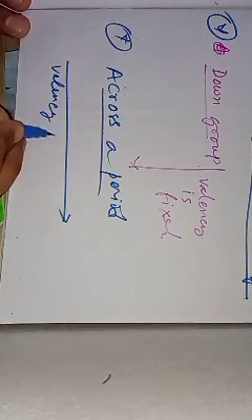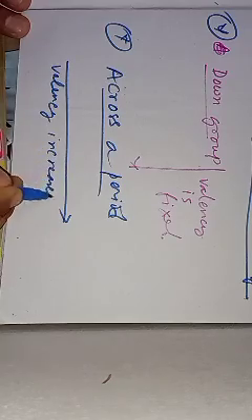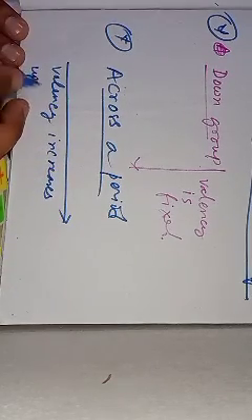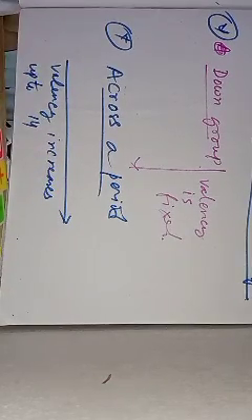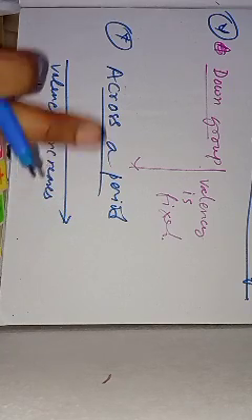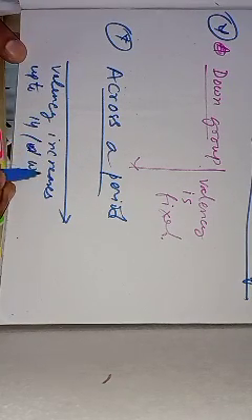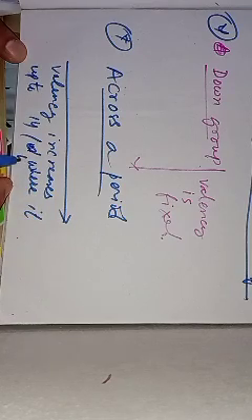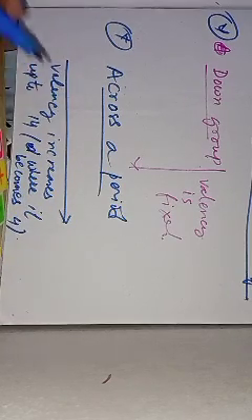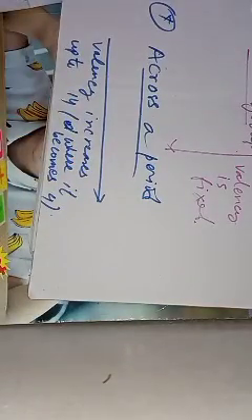Valency increases up to 14. Valency increases up to 14, where it becomes 4. Okay, where it becomes 4. So you find that the 14th group is the carbon family.